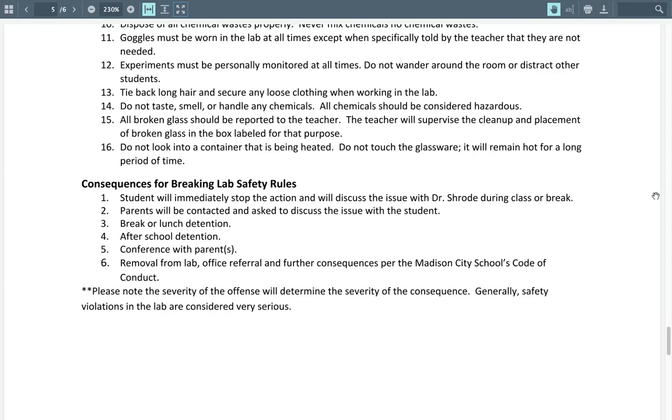Then you will have to have a conference with parents, and you may be removed completely from the lab or have a referral based on the Madison City School Code of Conduct. So note that the severity of the offense, so how bad the offense is, will determine the consequence. Usually safety violations in a lab are considered very serious because things can escalate very quickly.